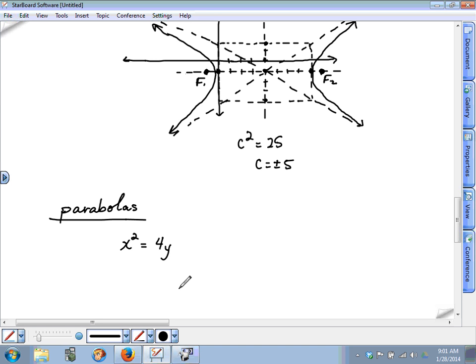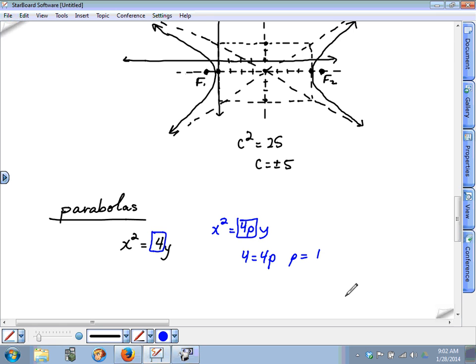X squared is vertical. Y squared is horizontal. So, if we compare this to the general form of a parabola, x squared is equal to 4 times p times y. So we need to consider the coefficient of the equation we have, 1, and the coefficient of the general equation there. That means that 4 is equal to 4p, so p equals 1. What's the significance of the value of p?